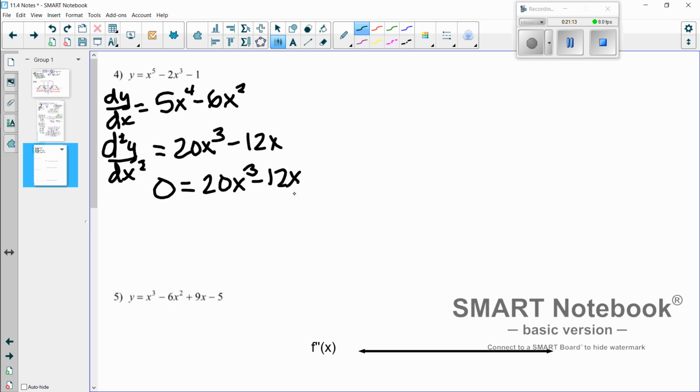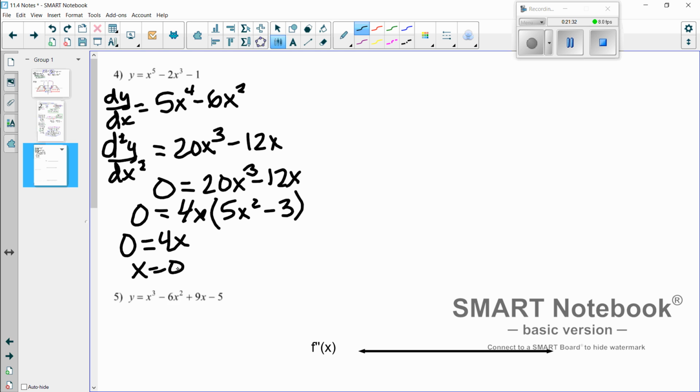Where is our second derivative equal to 0? Well, we have to do a little bit of algebra here to find x. What I'm going to do is take out 4x first as a GCF, and we get 5x squared minus 3, okay? Now 0 equals 4x. Well, x equals 0. That is an inflection point, or a point of inflection. I always say inflection point. No matter. And then we also have to set this other piece to 0.